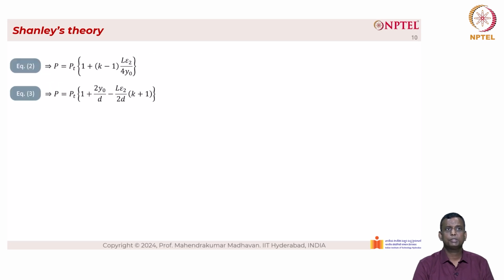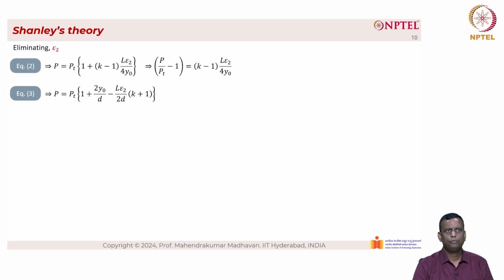So we have two equations for load, equation 2 and equation 3. So now we have to eliminate epsilon 2. We are actually going to do that by finding out the value of epsilon 2 in equation 2 and finding out the value of epsilon 2 in equation 3.